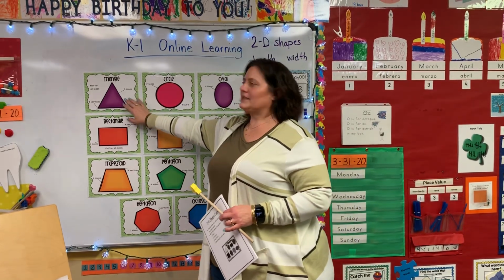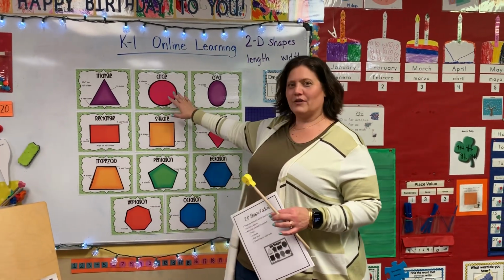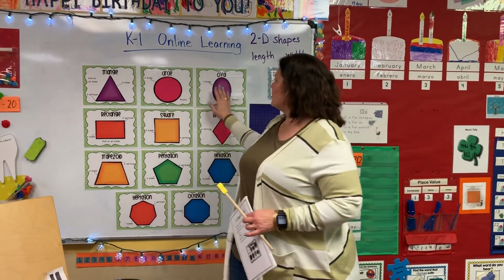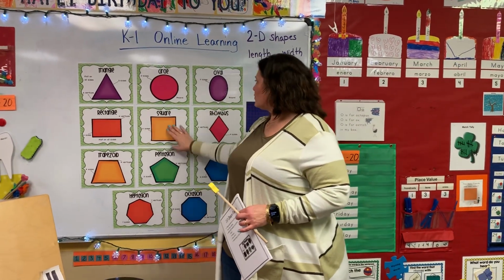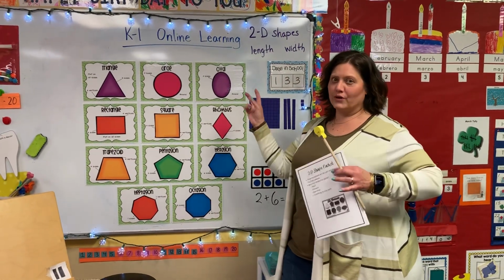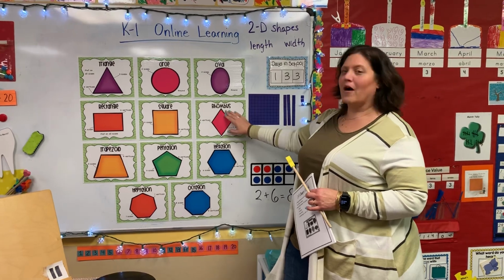Some of these are really simple. Triangle, hopefully you all know them. Well, I know you know them because I assessed you on them. So the triangle, the circle, the oval, the rectangle, the square. Many of us call this a diamond, but the math word, which is a big word, is called a rhombus.